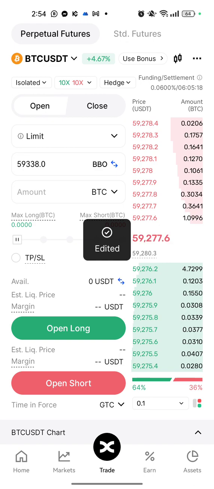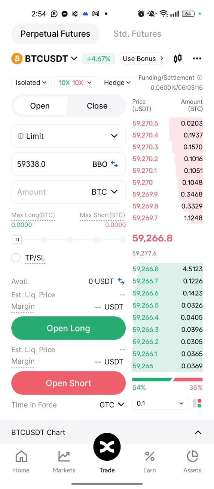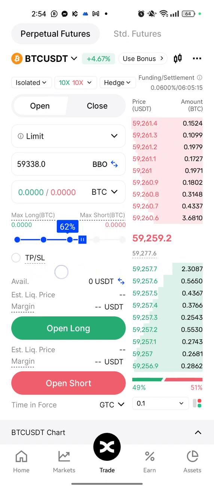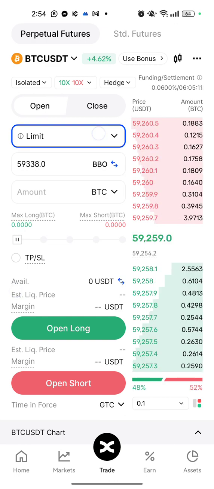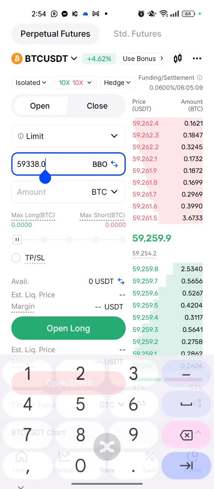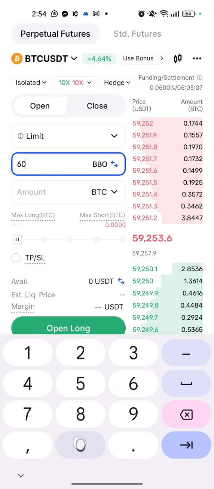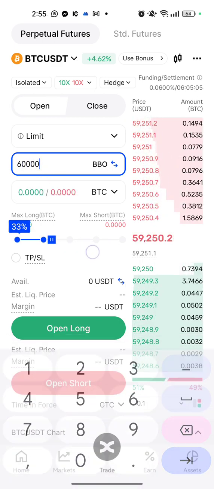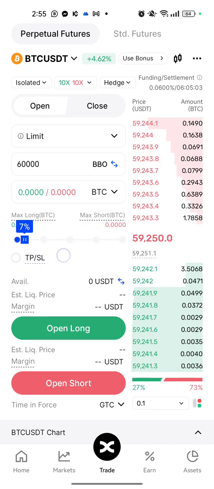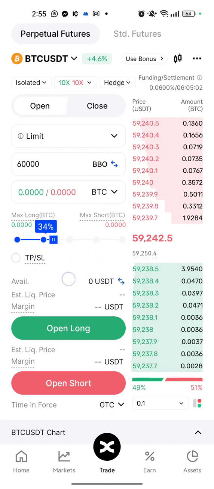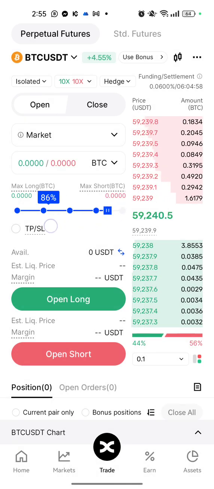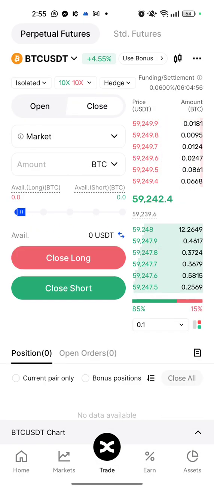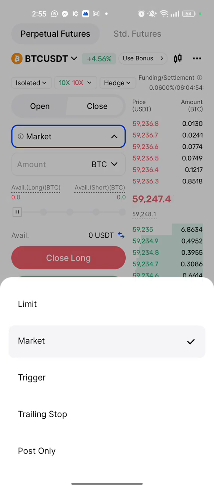Limit means we set how much we want to sell. If we want Bitcoin to be bought automatically at 65,000, then we select limit type, enter 60,000, and then increase or decrease the percentage I want to buy. Or if we want to buy at market, how many percent I want. This is where to buy: market, close, limit.